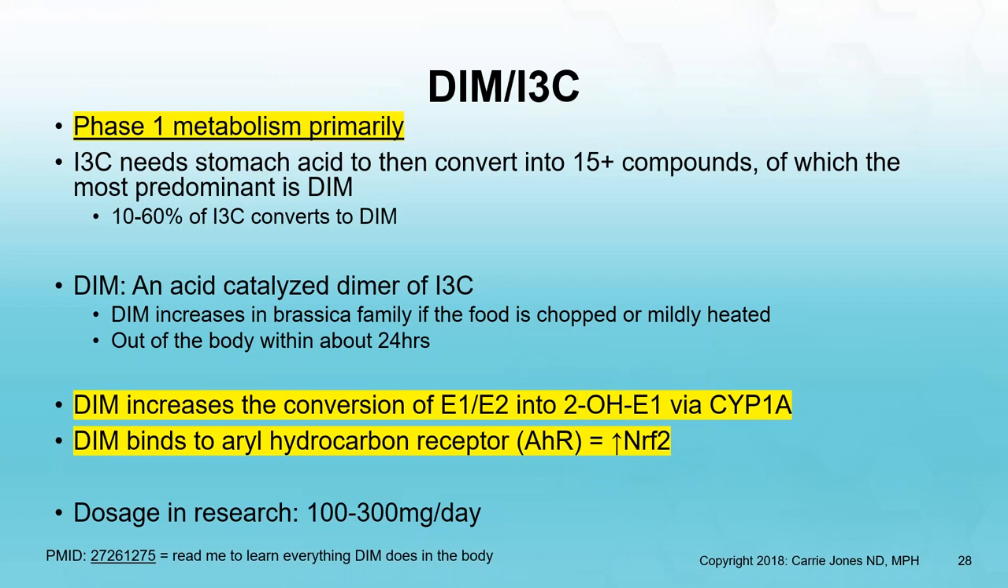Now, it comes from the brassica family, right? Your broccoli, your kale, your cauliflower, what have you. And the DIM in the food increases if you chop the food and leave it there for a couple of minutes, or if you mildly heat it. So mildly steam it, mildly stir fry it and cook it.